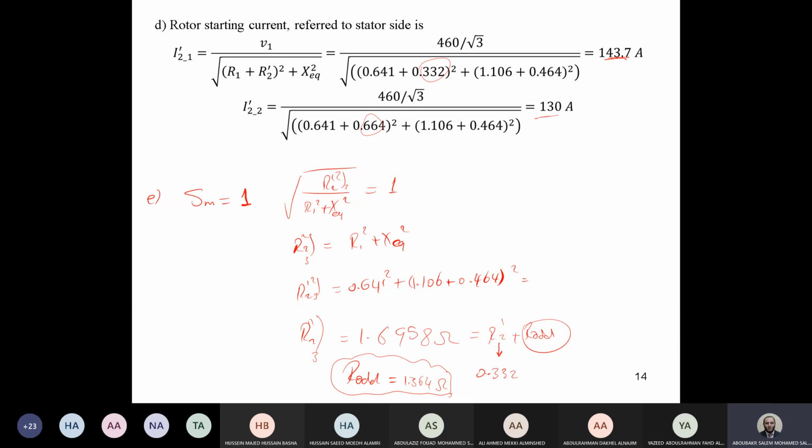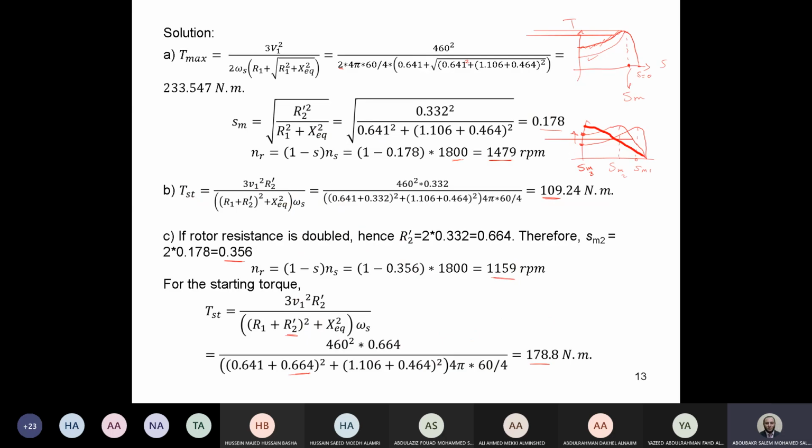Yes, doctor. But doctor, why did we say that S should be 1? From the characteristic. Let's return to the characteristic again. You know S maximum is the value of slip when the torque is maximum. Right? Yes. We need here to have T maximum at the point of starting. So S maximum should be at that point.